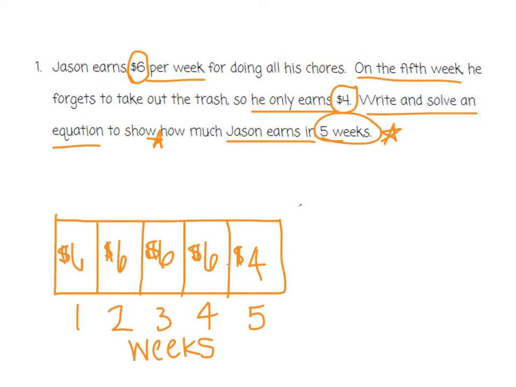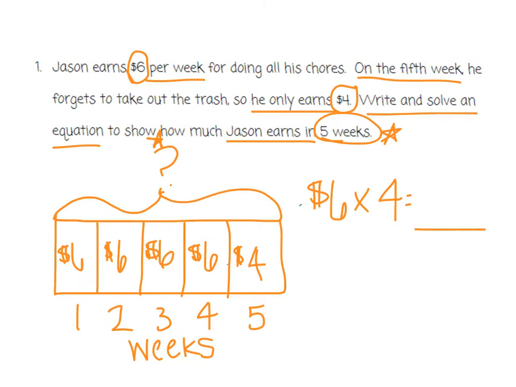So now I need to figure out what the total of his earnings were for the entire 5 weeks. So I see that there is $6 4 times. So what is 6 times 4? Go ahead and solve this problem right here. Make sure you pause the video and replay when you are ready.